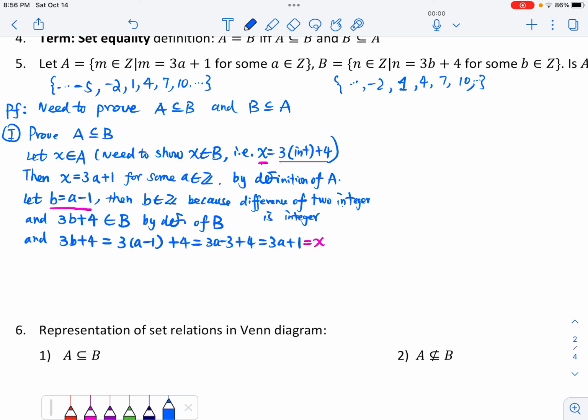Now, therefore, this x is in B, because 3b plus 4 is x, and 3b plus 4 is in B, therefore x is in B. And therefore I've successfully proved that A is a subset of B, because x is an arbitrary element in A, and I showed that this arbitrarily chosen element is in B. So part 2 you will have to do is to prove B is a subset of A, and I'm going to leave that as your exercise.